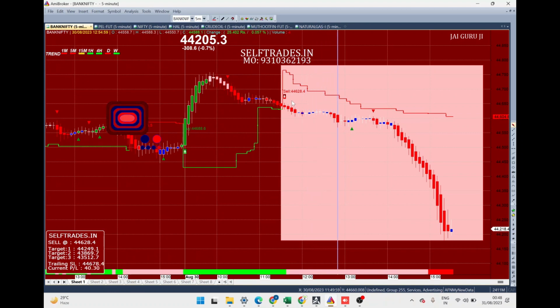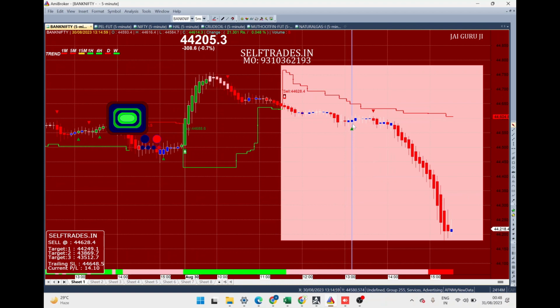Here at this time the market made a low of 44,550, but it was holding those levels. So since the market was holding those levels, at around 35-40 point profit, we got a green triangle. Now this green triangle means that we have sold.